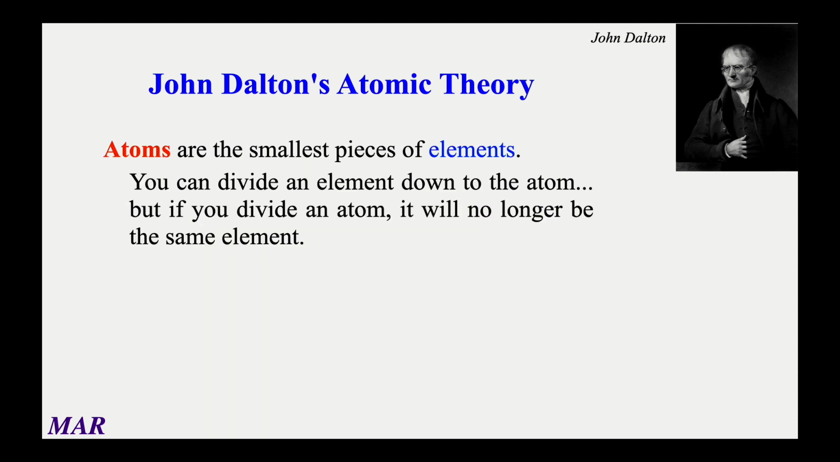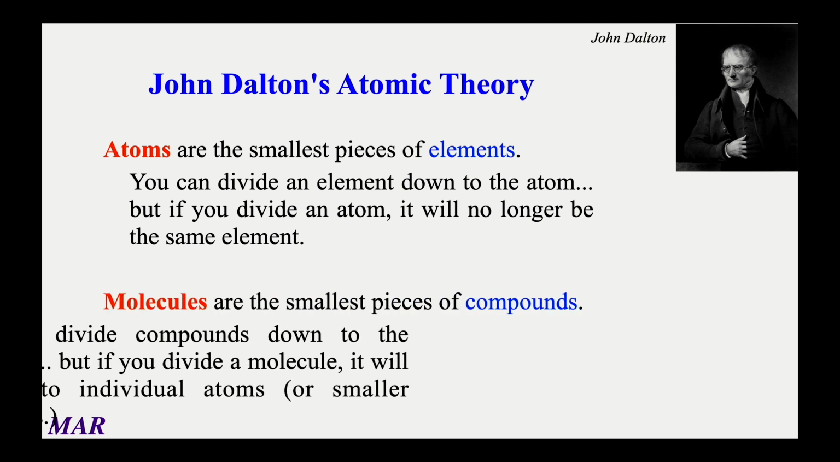Atoms are the smallest pieces of the elements. So if you have a bunch of gold and you cut it in half, you're still going to have gold. Cut that in half, still going to have gold. Finally, you're going to get down to the atom. And if you cut that atom, and it is possible, although it's not easy, it's no longer going to be gold. It's going to be something else. So we consider the atom to be the smallest part of any element.